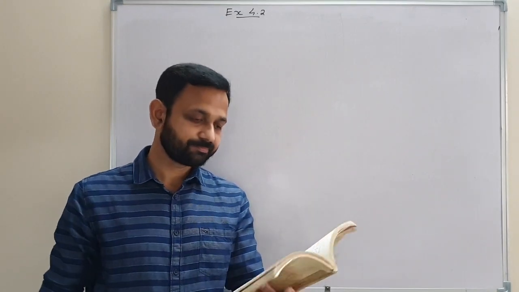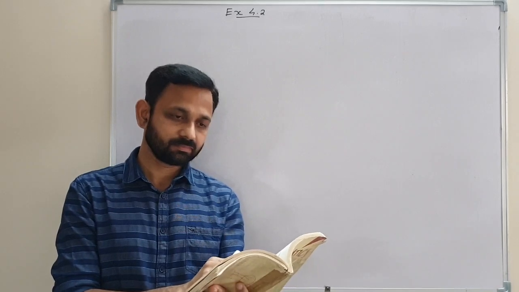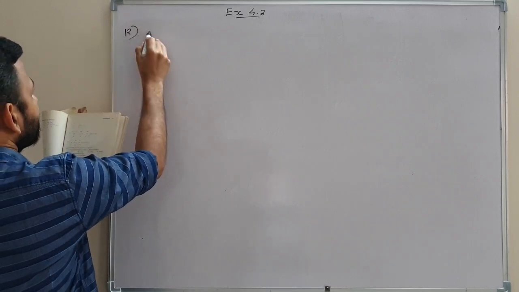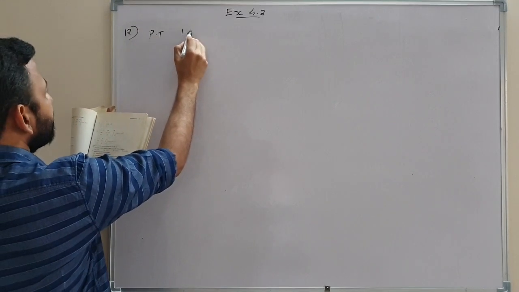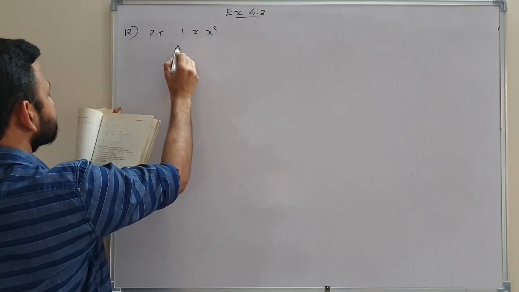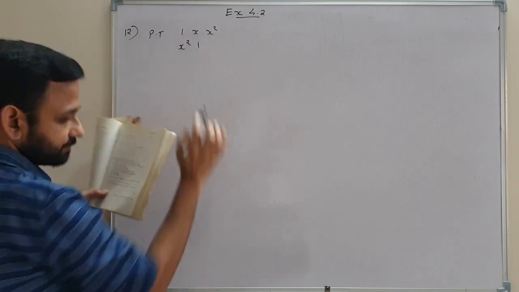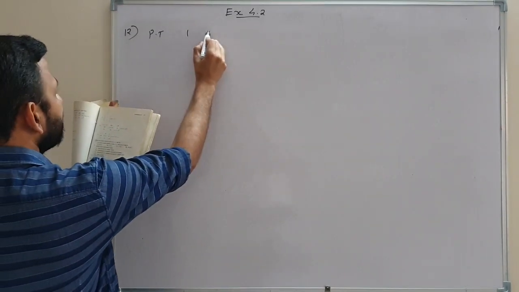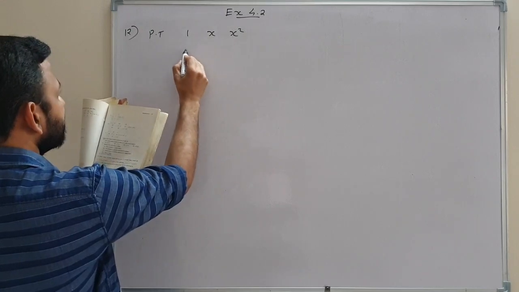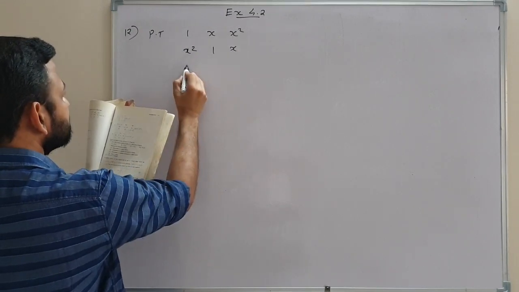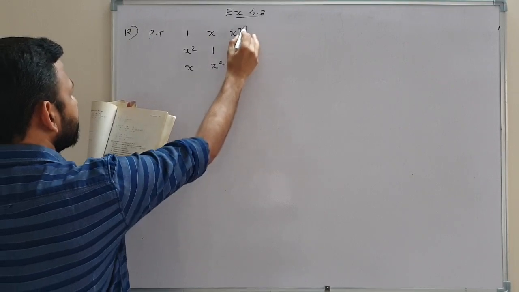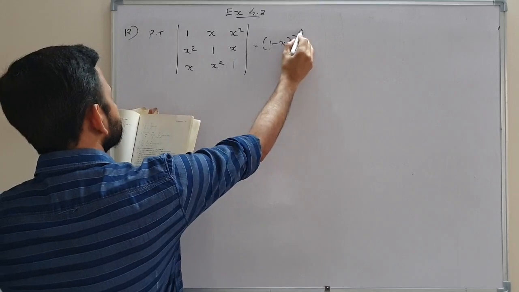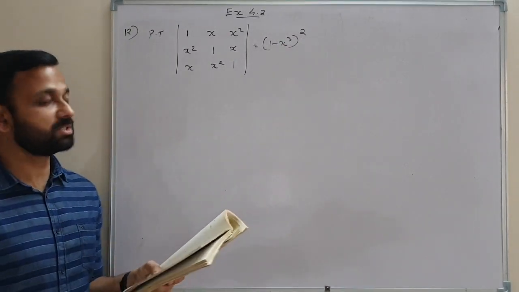Now we will do question number 12. Prove that the determinant 1 x square, x, x square 1 x, x square 1 equals 1 minus x cube raised to the power 2. So that is our question.